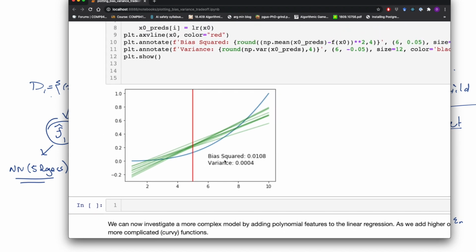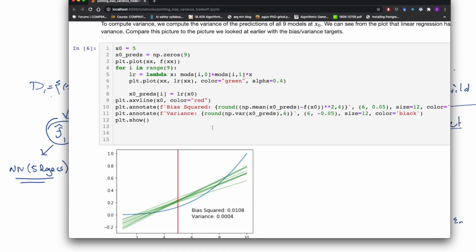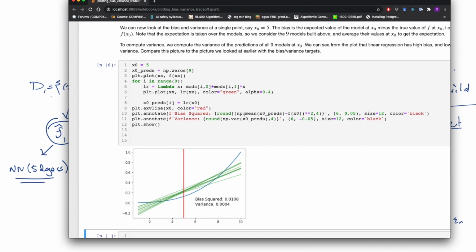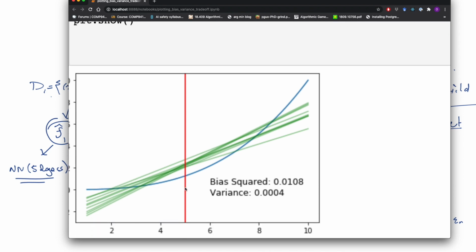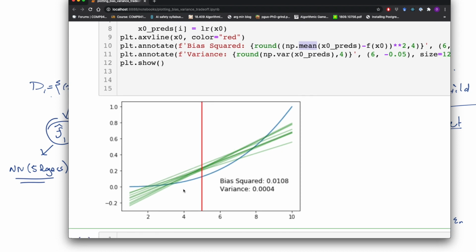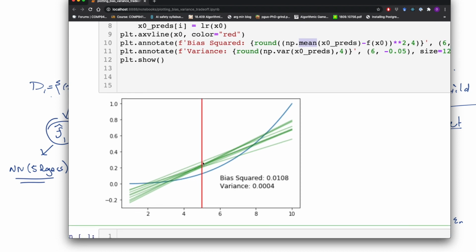So what do I mean by bias here? Okay, well, I took the mean of the predictions of the 9 models. So the 9 models, you can see them in green, they all have a prediction at the value 5, right? Sorry, I've zoomed in way too much. So they all have a prediction at the value 5, and the average prediction is somewhere in the middle, somewhere maybe there. And the bias squared is the distance of that point to the truth, right? So the truth is on the blue curve, and squaring it gives me this number here.